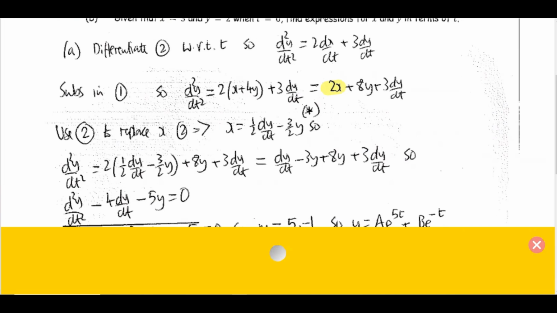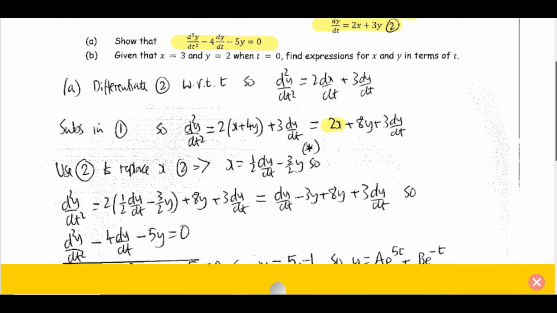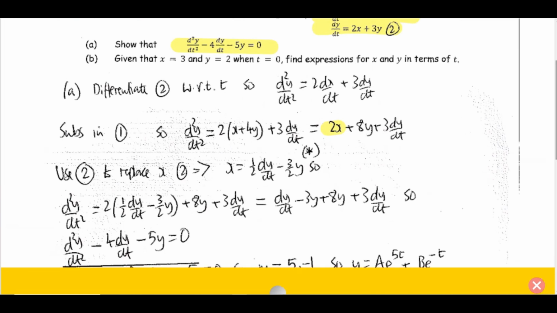Now that's always going to be the first step, okay? So you start with one differential equation, differentiate it. You get rid of the other derivative by subbing in the other differential equation, and then you go back to the first differential equation to get rid of the other variable. Okay. What I now want to do is to solve this. So it says here, given that x is 3 and y is 2 when t is 0, solve these, which means find expressions for x and y in terms of t.